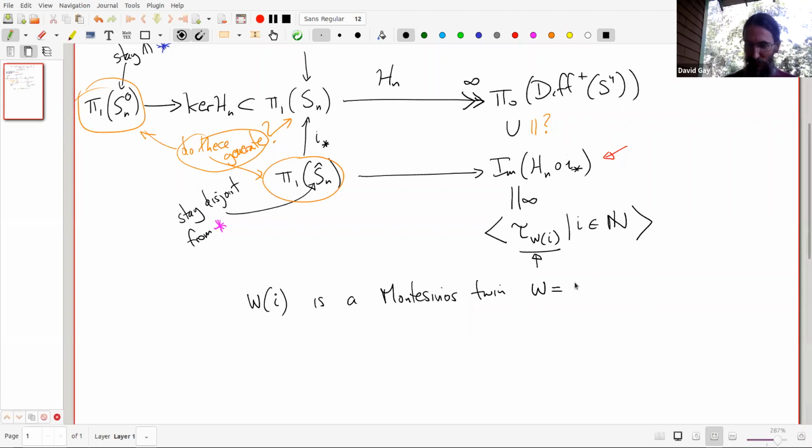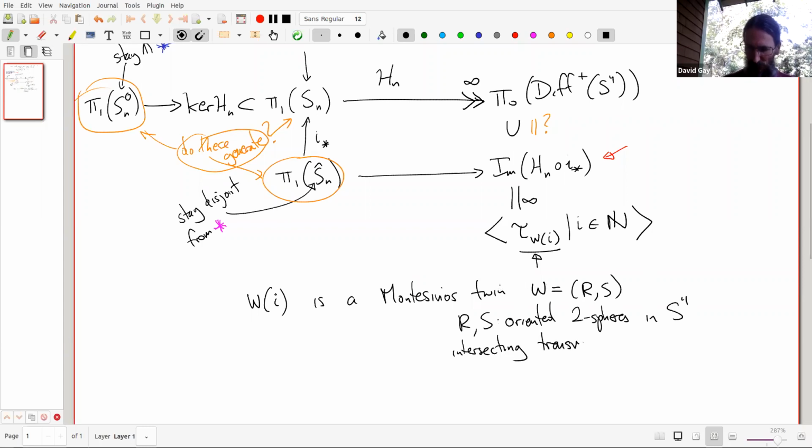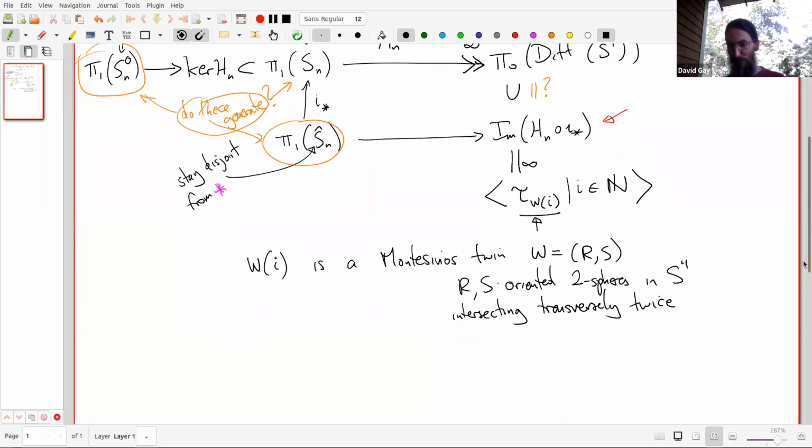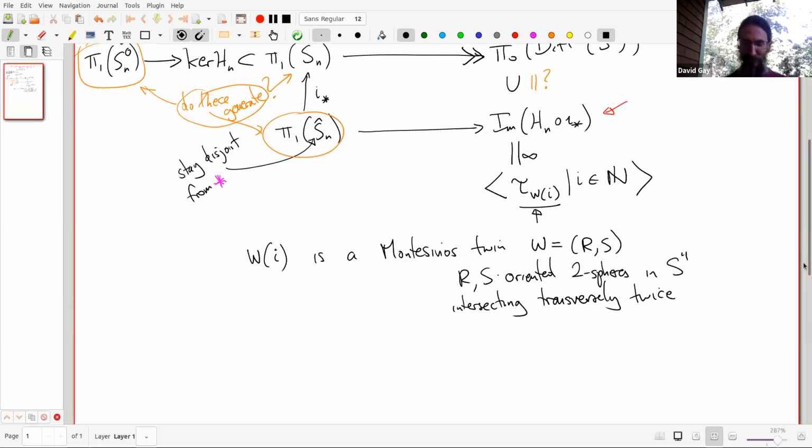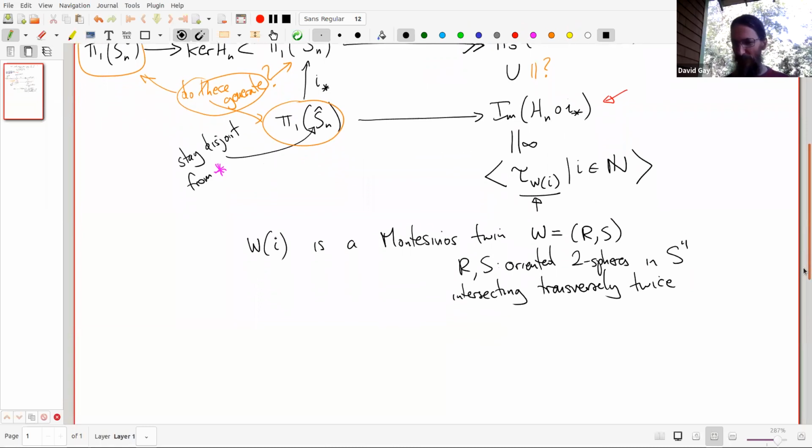In general, I use the notation W is a pair R, S, where R and S are oriented, for me its orientation is important, two spheres in S4 intersecting transversely twice. So I'm going to tell you how for any Montesinos twin, there's a natural isotopy class of self-diffeomorphisms of S4, and then I'll describe a particular list of Montesinos twins that I care about.